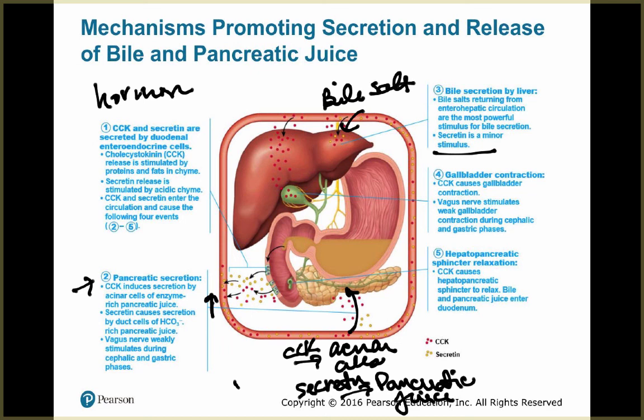After that, the gallbladder contracts, because that's what's holding the bile, right? And CCK causes it to contract. The vagus nerve does have some workings in this, but it's really weak.